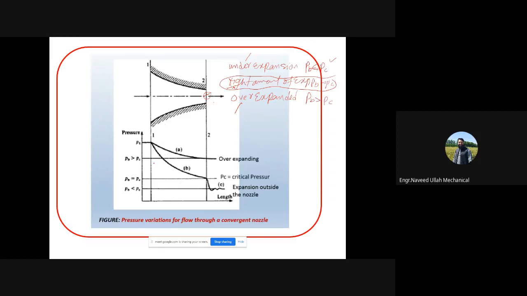So if you look at this, they have plotted the pressure against length of the nozzle for a convergent nozzle, right? First you see here that this is the right amount of expansion. I told you, what do you mean by expansion? Expansion is basically pressure drop, right? And you know very well that whether it is a convergent nozzle or a convergent divergent nozzle, in both cases the decrease in pressure is the reason for accelerating the fluid. So you need to drop the pressure inside the nozzle to increase the velocity of the working fluid, right?